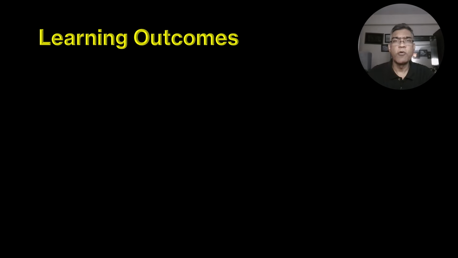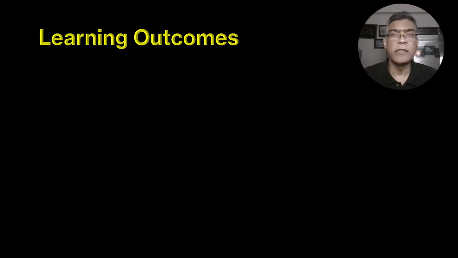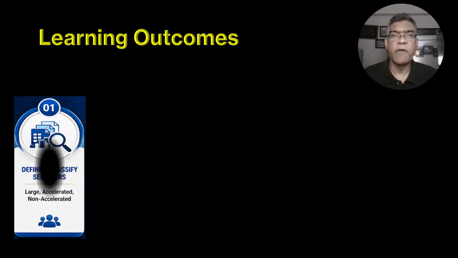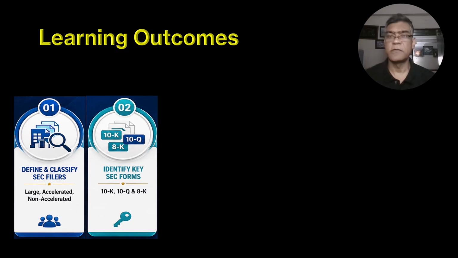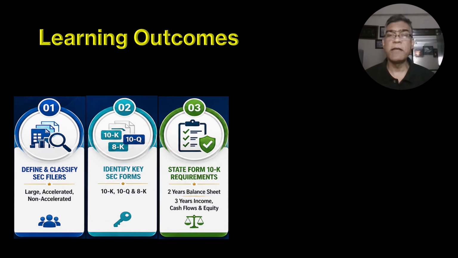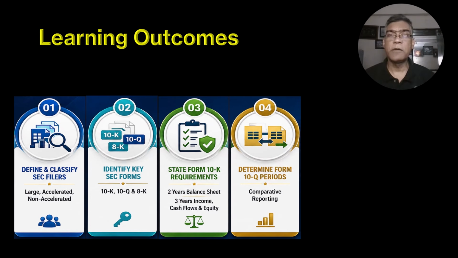Before we dive into SEC reporting, let's look at what you will be able to do by the end of this session. First, you will define and classify SEC filers, understanding the difference between large accelerated and non-accelerated filers. Second, you will identify the key SEC forms, the 10K, 10Q, and 8K, which form the backbone of corporate disclosure. Third, you will state the Form 10K requirements, including the 2-year balance sheet and 3-year comparative statements for income, cash flows, and equity. Fourth, you will determine Form 10K, 10Q periods, learning how comparative quarterly reporting works.